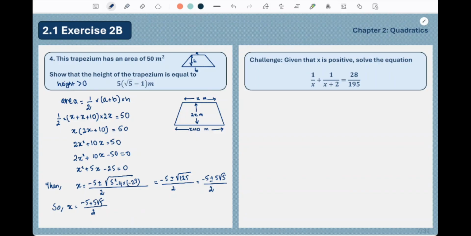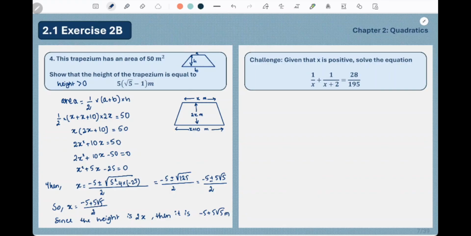We're not done yet because the height is not x, but it's 2x. Since the height, let me just write it here, is 2x, then it is minus 5 plus 5 square root of 5. So 2x is this value over here. We can keep it as it is, or we can go one further step and factorize it, but either way it should be fine, and in meters.